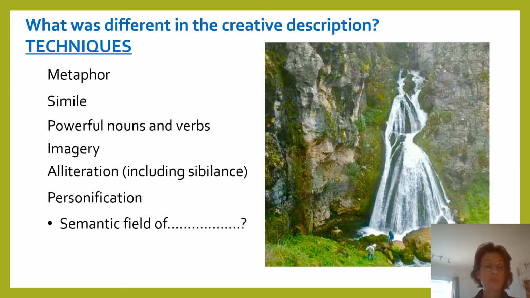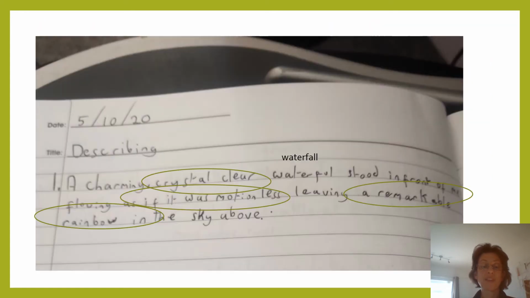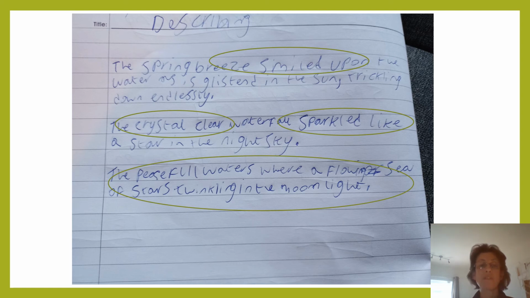The first task was describe how a waterfall looks. So I put this picture up, and here is the first piece of work that I received today. We have some alliteration, we have more alliteration at the end, and in the middle we have a lovely simile. A charming crystal clear waterfall stood in front of me, flowing as if it was motionless, leaving a remarkable rainbow in the sky above.